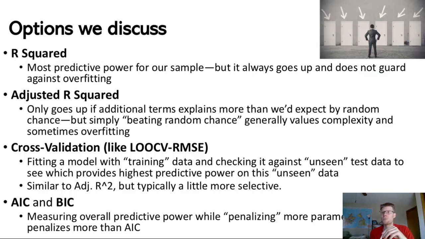AIC has a smaller penalty than BIC, which means that BIC generally favors a simpler model than AIC. But we'll talk more about that later as well in this video, as long as you just have this overview here of the different methods that we're going to be talking about.